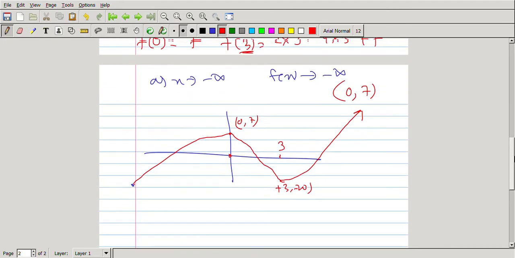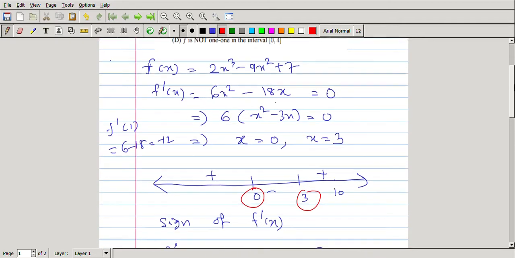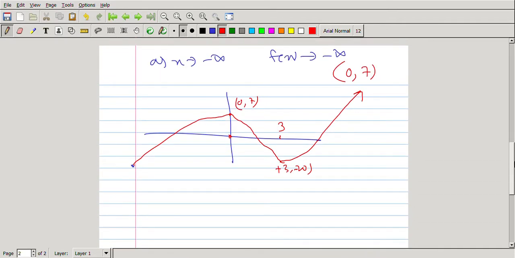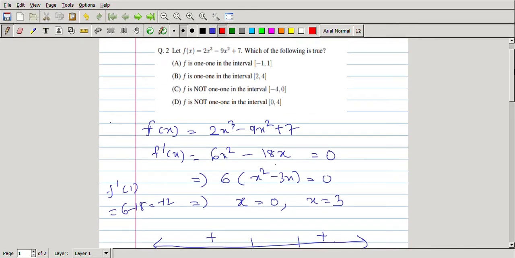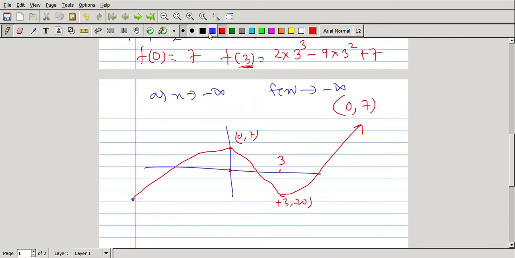Now let's try to answer whether it's 1-1 in some of the intervals. The interval we are concerned with, let's consider minus 4 to 0 first. So this is somewhere minus 4 to 0. It might be here as well, but nevertheless it will be somewhere in either case. From minus 4 to 0, it is somewhere in this range, and we see that it is strictly increasing, right?